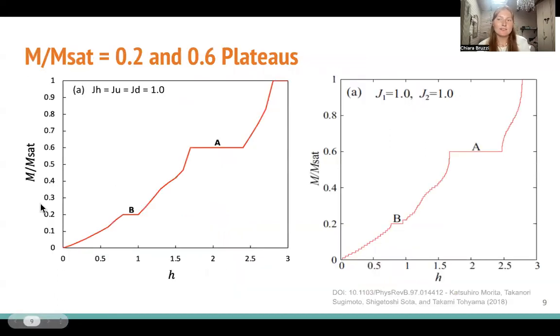So let's get into a little bit of the results. First, we wanted to look at the plateaus at a magnetization of 0.2 and 0.6 because those were the ones that in literature were previously found and confirmed. And we looked at a region for H, where H is the magnetic field strength, of 0 to 3. And we did find those plateaus at 0.2 and 0.6.